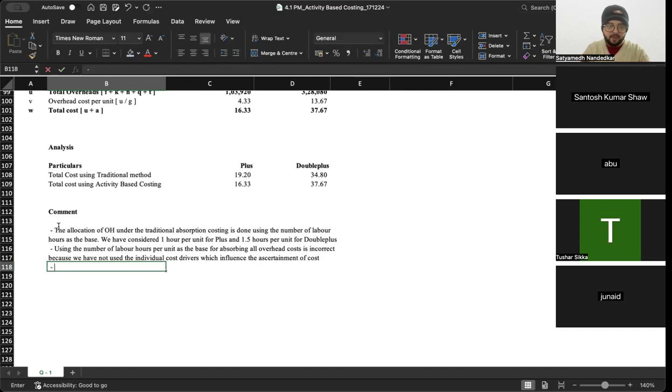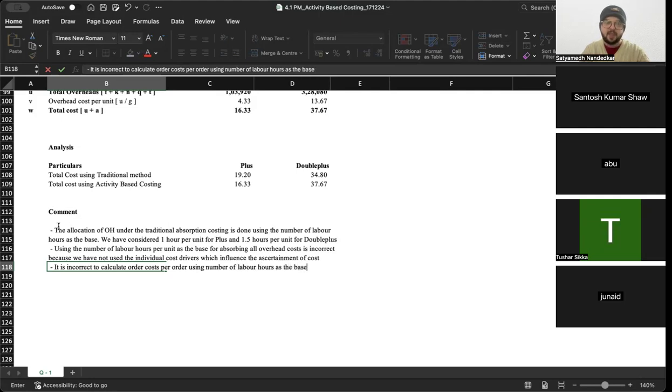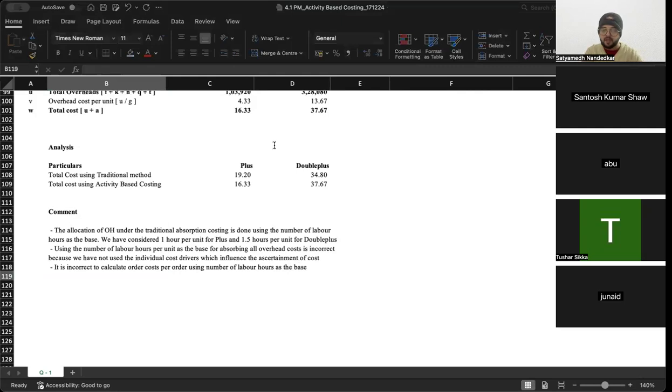You'll have to give one example. It is incorrect to calculate order costs per order using number of labor hours as the base. So first of all, what you have done is you have said that the method of absorption costing used in the traditional method of absorption costing that you have used, that is incorrect. Now you will have to explain what happens in the activity based costing system.